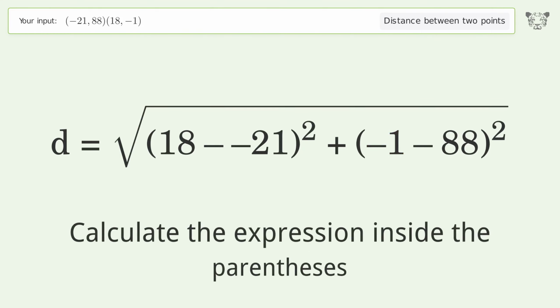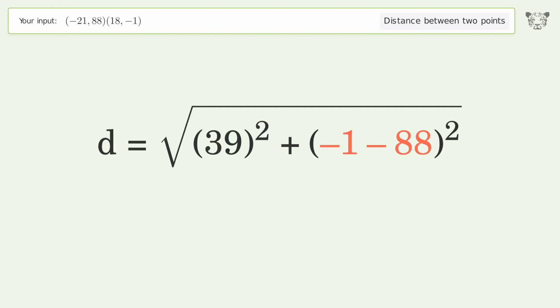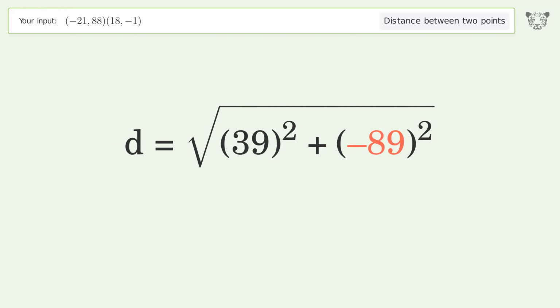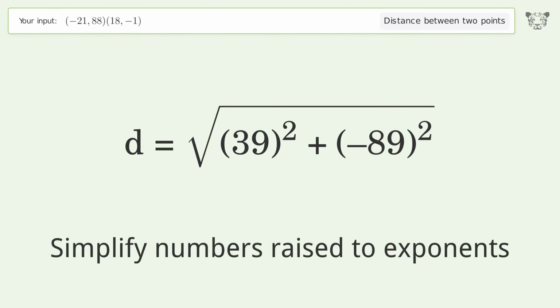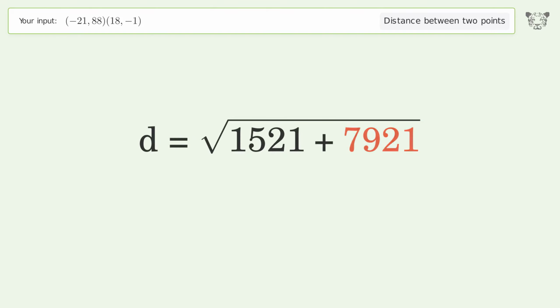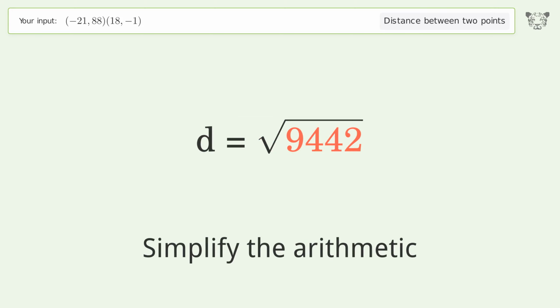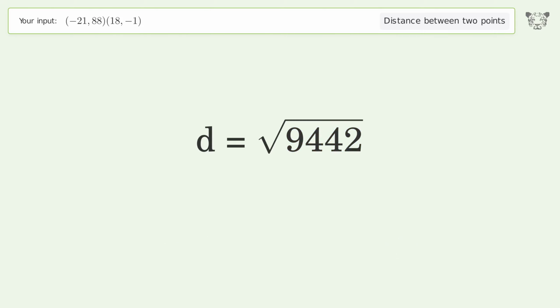Calculate the expression inside the parentheses. Simplify numbers raised to exponents. Simplify the arithmetic. And so the distance between the 2 points is the square root of 9,442, or 97.17.